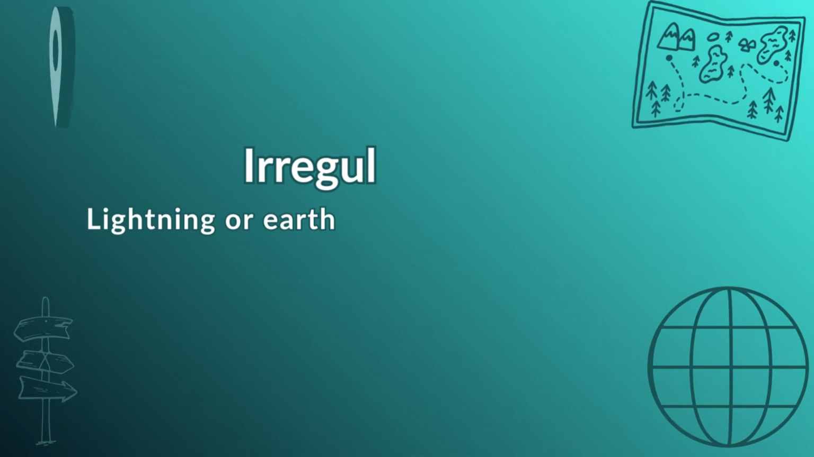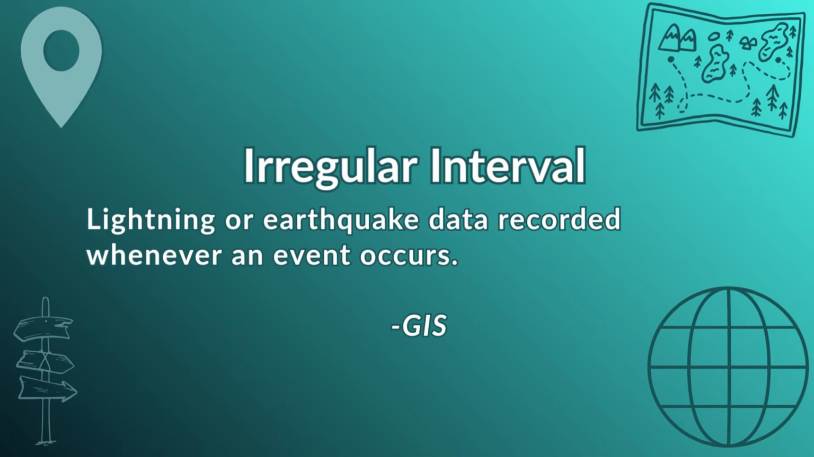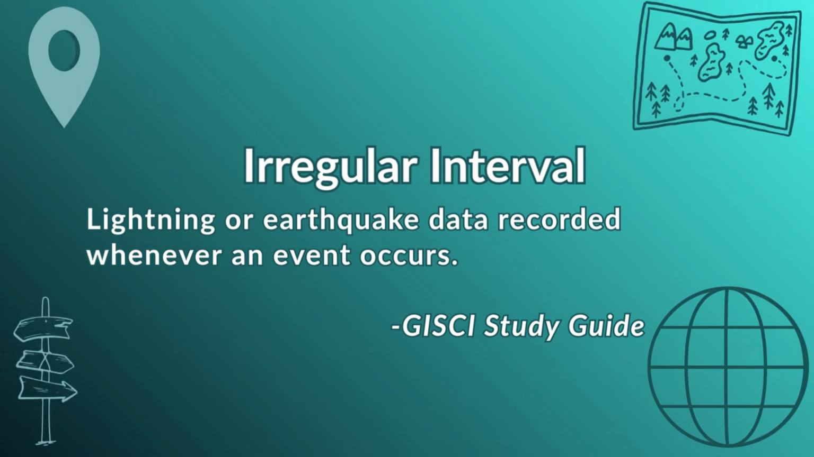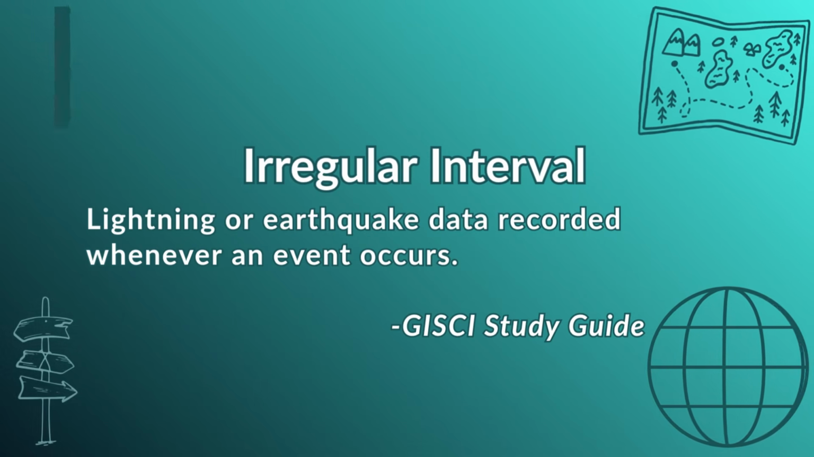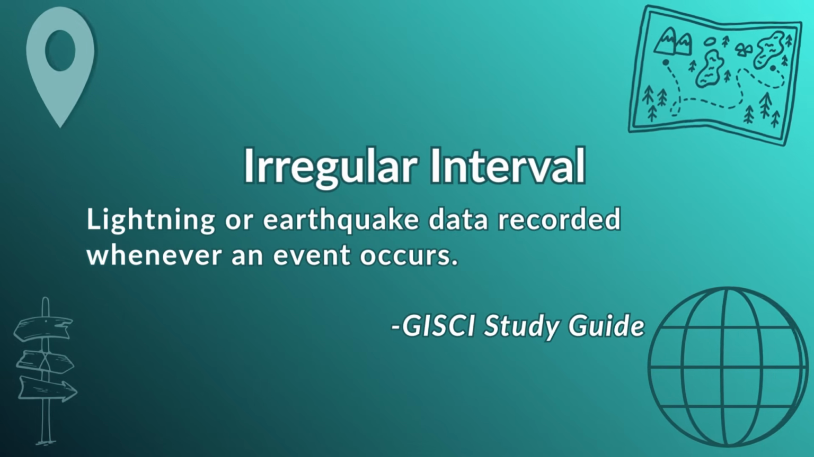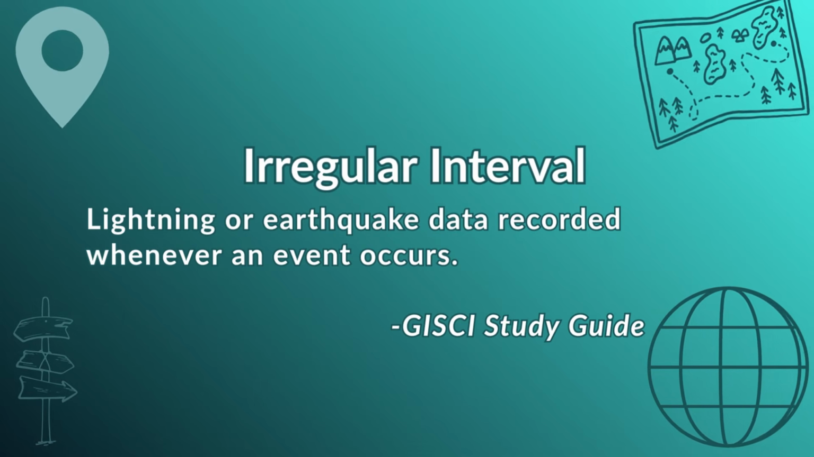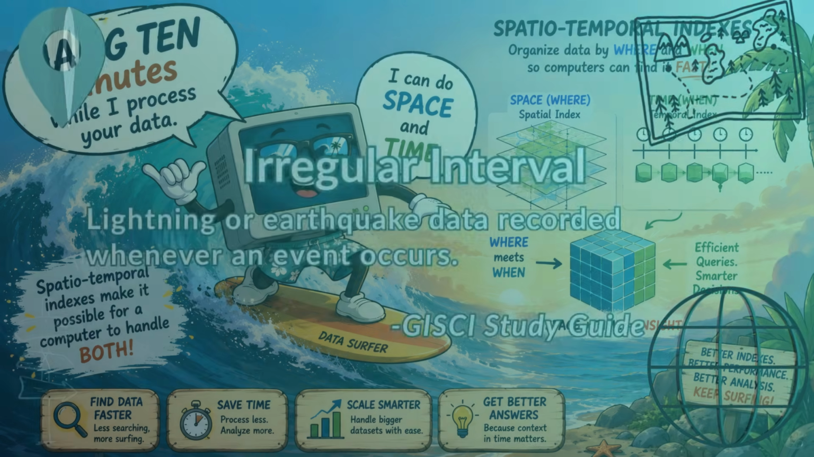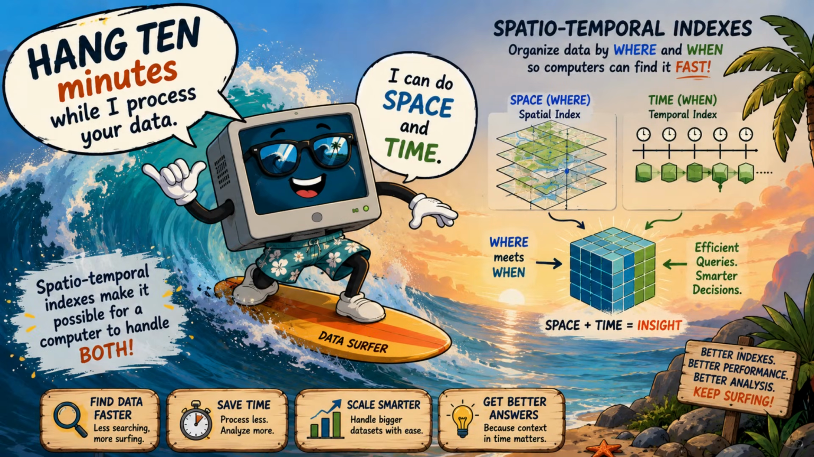But irregular intervals are where data is recorded only when an event actually happens. So lightning strikes, earthquakes, traffic accidents. From a database perspective, isn't irregular data much harder or more chaotic to manage? It seems like it would be. Right. I feel like querying a system where you have no idea when the next data point is coming would be incredibly inefficient compared to a nice, neat 15-minute log.